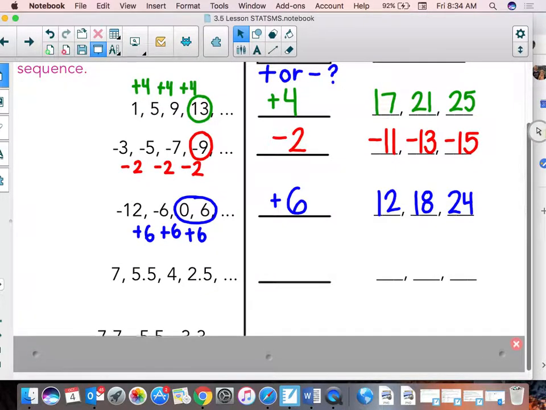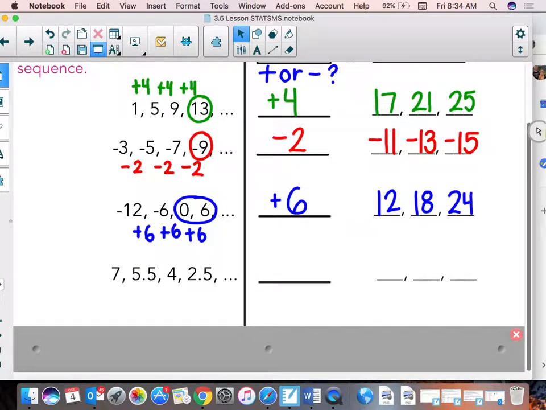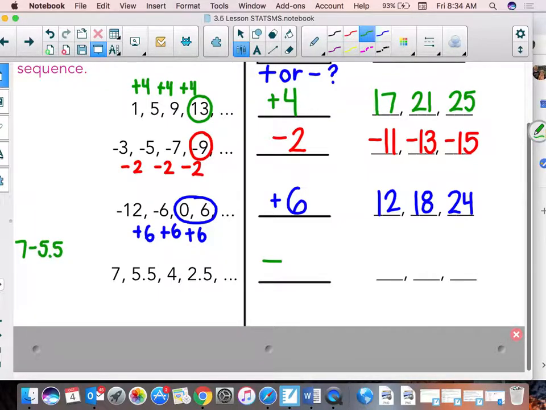All right, now we have some decimals. So 7 to 5.5 to 4 to 2.5. These numbers are getting smaller, so we know we are subtracting something. If you're having a hard time figuring out what it is, you can take the first two numbers and do 7 minus 5.5. That will give you the common difference of 1.5. So we know we are subtracting 1.5 each time.